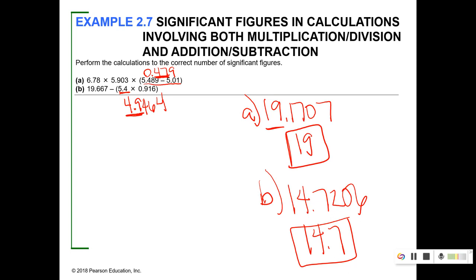But you do need to keep the rules together. So notice I did my addition and subtraction rules on A first, and then I applied those to the multiplication. On B, it was the opposite. I did my multiplication rules, total sig figs, and then I applied that to the subtraction.